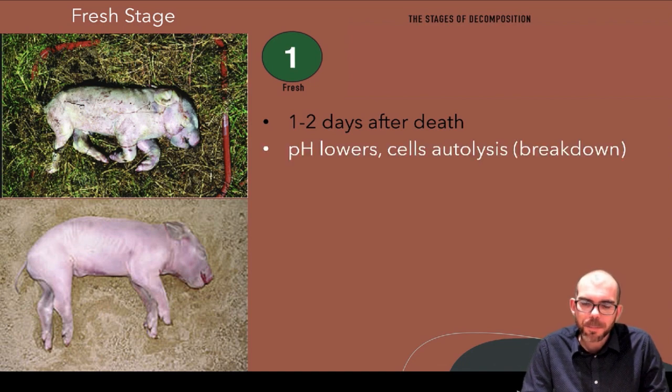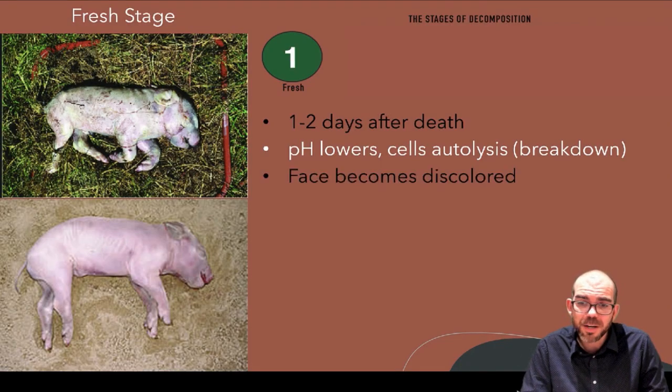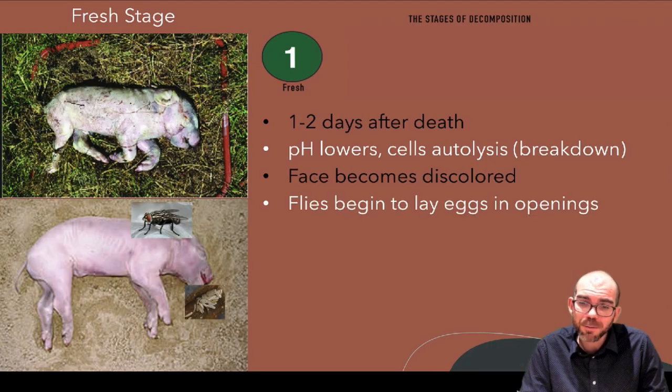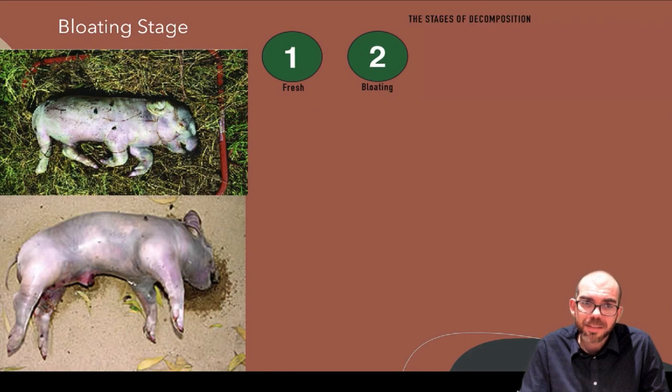During this phase, the pH of the organism is going to lower and cells are going to begin to break down, something we call autolysis. The face is going to begin to become discolored, and flies will begin to lay eggs in openings, typically mouth, eyes, anus. In the second phase, we're looking at 3 to 4 days after death. This is the bloating stage.